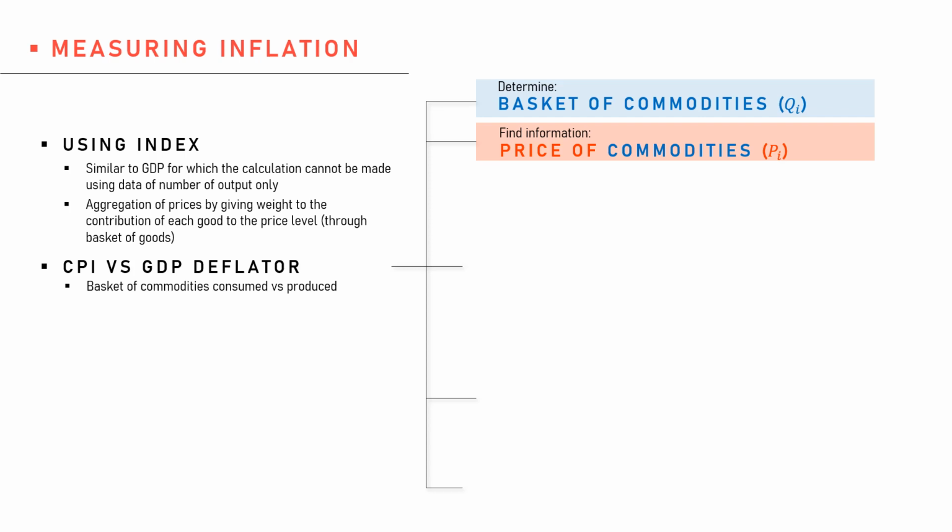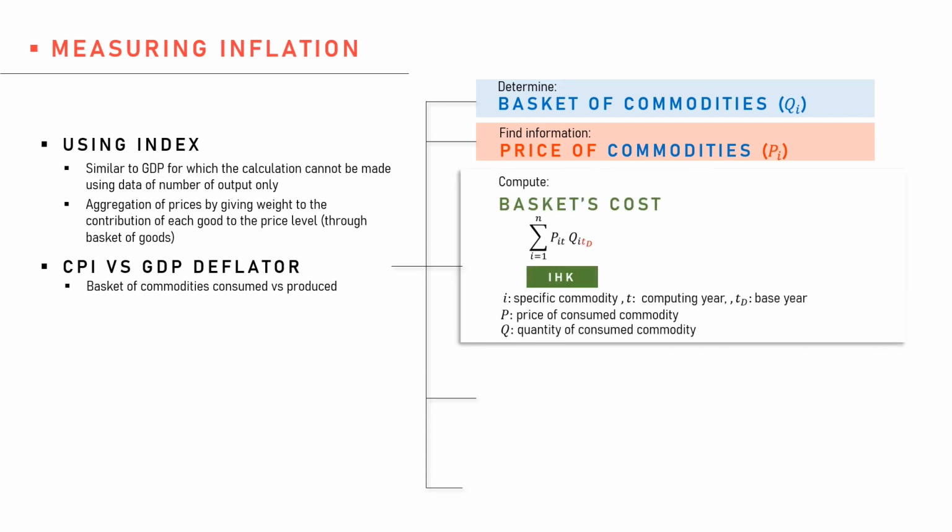The next thing is to compute the basket's cost. The CPI basket is fixed, unlike the basket in the calculation of GDP deflator that varies following the change of commodities produced in the economy. Once the basket of CPI contains 5 apples and 2 oranges, for instance, so in every CPI calculation, the basket will always contain 5 apples and 2 oranges.